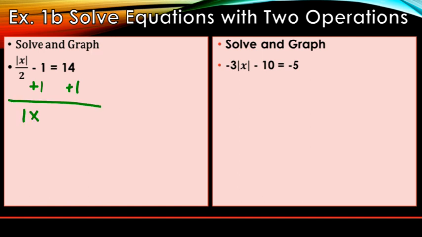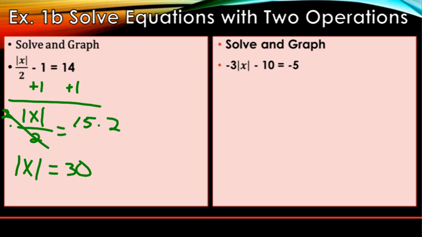Now the absolute value of x divided by 2 equals 15. Now the opposite of dividing by 2 is multiplying by 2. So when I multiply by 2 on both sides, I end up with the absolute value of x equals 30. That means I'm 30 steps to the right of 0, 30 steps to the left of 0. So I can say my answer, x can either be a positive 30 or a negative 30.